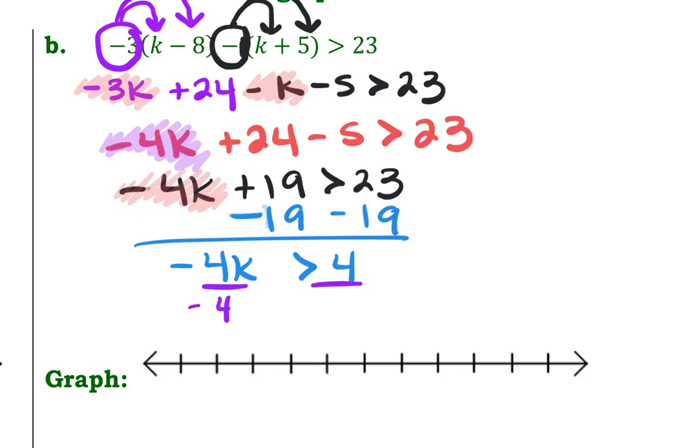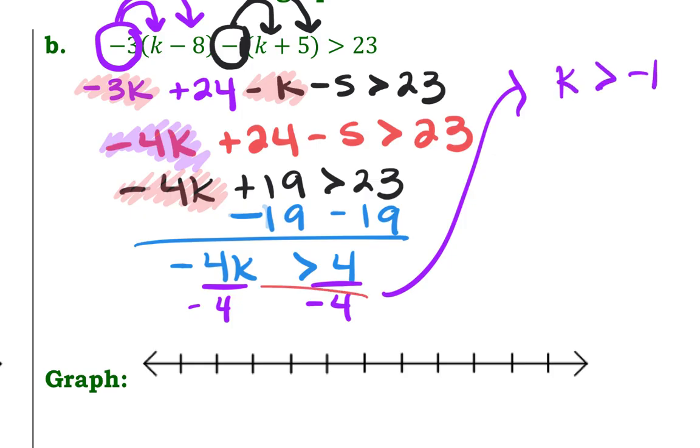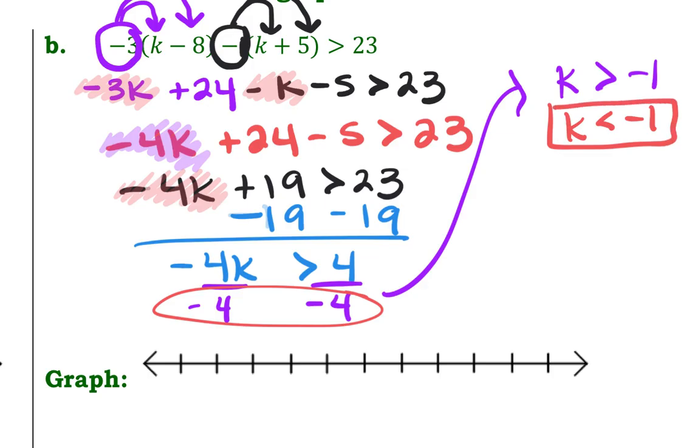All right, so then your k is greater than negative 1. Did you divide by negative? Yeah. So what do you have to do? Flip the sign. All you do is flip the sign. Is the k on the left side, the letter? Yeah, so you don't need to do anything else. We just have to make sure the letter's on the left side. Again, it helps us with that graphing.